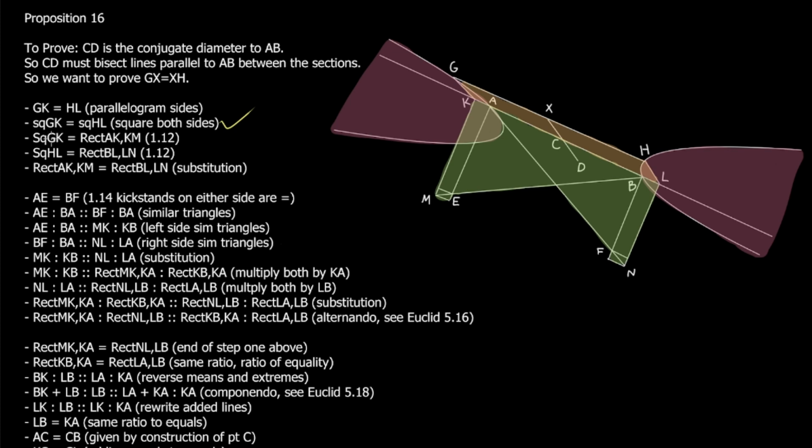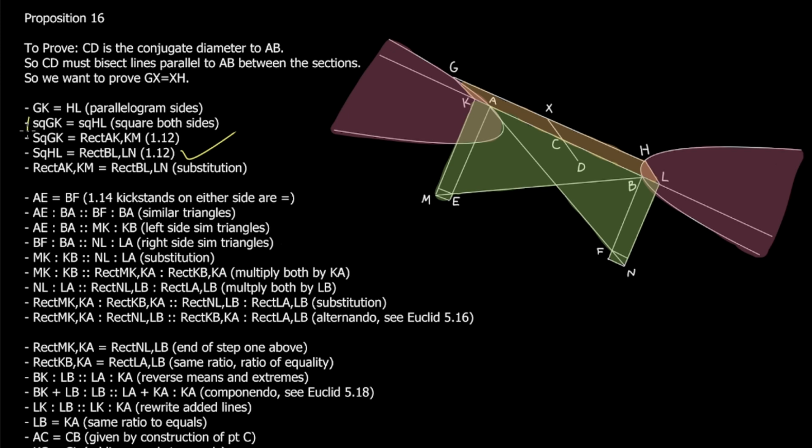Then we have the square on GK is equal to the rectangle AK, KM. So that's just the square on an ordinate here is equal to the figure AK, KM, which is this. And that's from 12, that's just a property of hyperbolas, as we've constructed the kickstand AE. And then on the other side we'll do the same thing. We have the square on the ordinate over here, which is HL, is equal to the area LBFN, and that's the same logic.